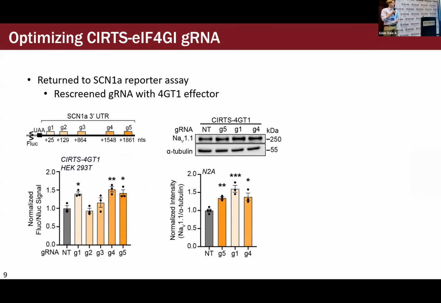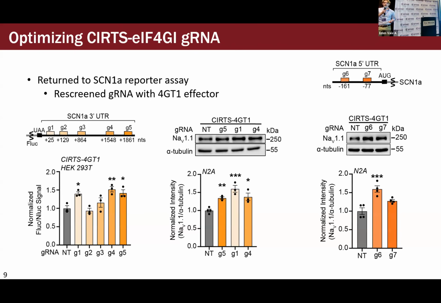And the first step was we repeated the guide screen to see if the same guides that we tried on Y1, if 4G has different preferences for where it likes to land in the transcript. We found that indeed it functioned both at the end of the 3' UTR, as Y1 did, but it also functioned right after the stop codon with this guide 1 also showing activity. On Western blot, that was confirmed.